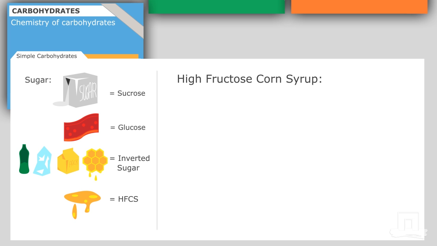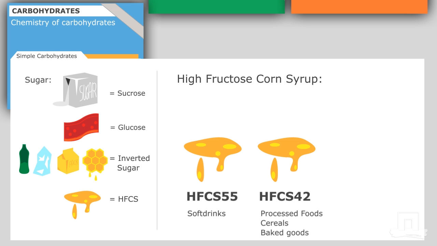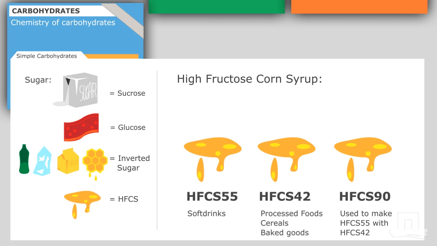Now, the final ratio of glucose and fructose can differ, and that is expressed in a number following the abbreviation HFCS. Thus, HFCS 55, which is actually abundantly used in soft drinks, contains 55% fructose and 45% glucose. Now, other common high fructose corn syrup varieties are HFCS 42, which is used in beverages, processed foods, cereals, and baked goods, and HFCS 90, which is mainly used to blend with HFCS 42 to make HFCS 55.